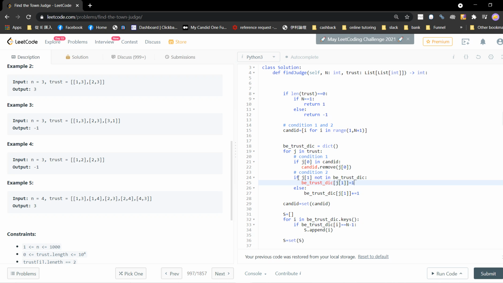So let's define this. For J1, the person who can be judged, if J1 is not in betrust, then I just initialize it. Otherwise, you just add 1. Now I can create the set candy. I just take a set.